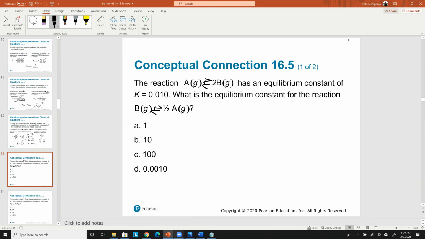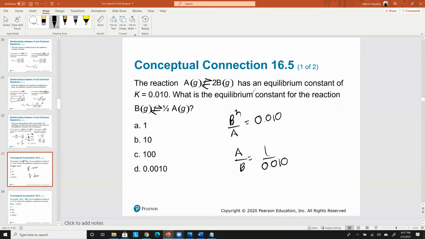So let's look at it. Well, 1 over K would be 100, so not exactly. Let's just go through it. You have the first reaction, so it's going to be B squared over A, and this is going to equal 0.01. What we're doing to this is flipping it. So we take the reciprocal of it, which would be A over B squared, and that's 1 over 0.01.